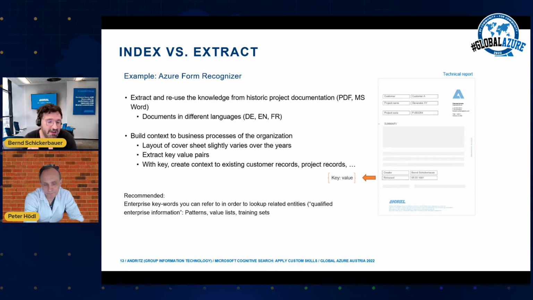The outcome is a key value pair you can easily get with an API. Again, attach it as a custom skill in the search, and you have the first piece of your information graph rather than just the index. You also have, exactly, that this technical report refers to project XY in 1994 for customer so-and-so. And this is how you can really get out the most relevant information from all the content you have in your organization. Of course, it's recommended to look up related entities in qualified enterprise information, as the patterns vary across all organizations. So this is an example.